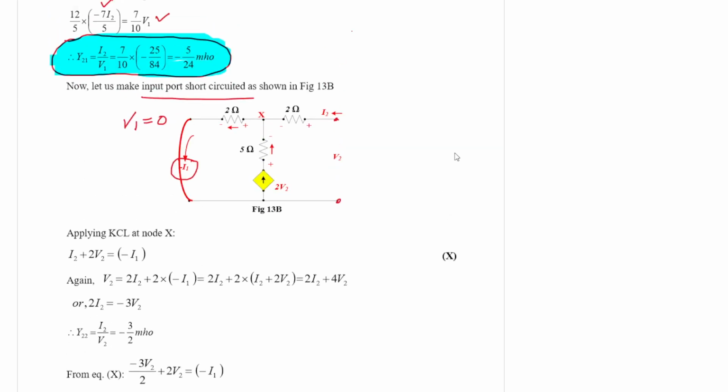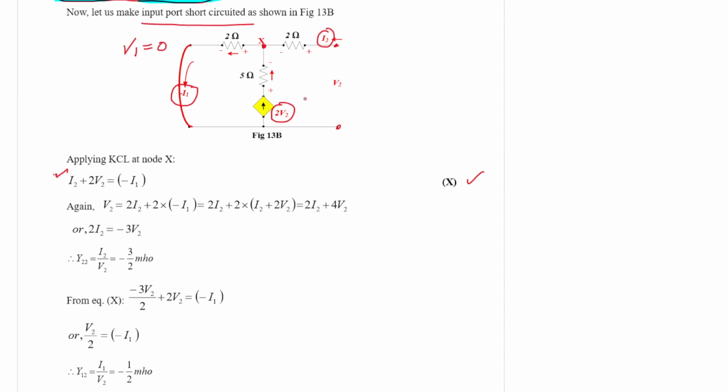Let us analyze the circuit. Now with respect to this node X, there are two incoming currents. One current is I2, which is entering this node X. Another current is 2V2. This is also entering the node X. And what current is leaving? Minus I1 is leaving. So our first equation is I2 plus 2V2, that is the entering current, must be equal to the leaving current, minus I1.